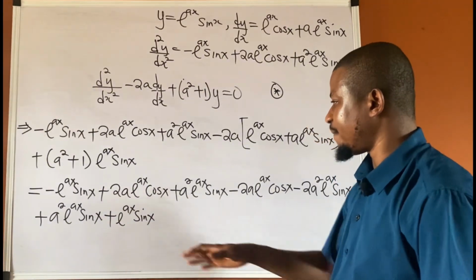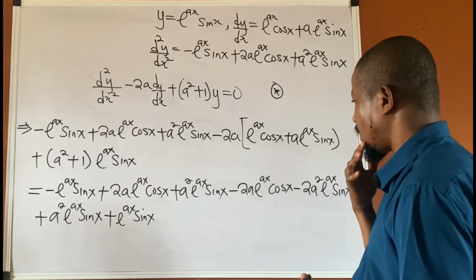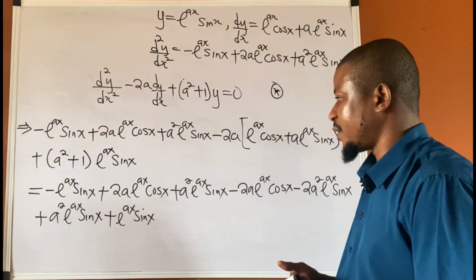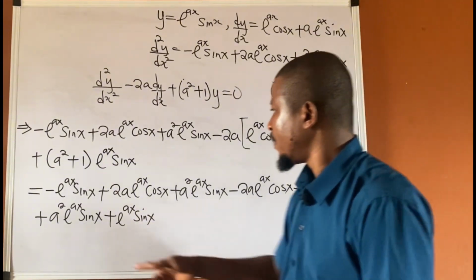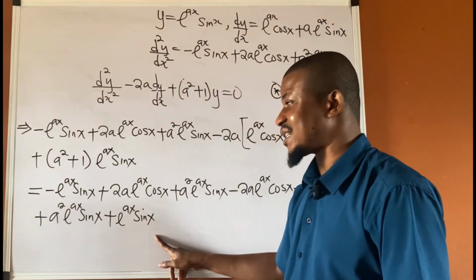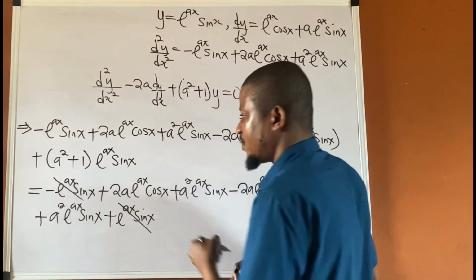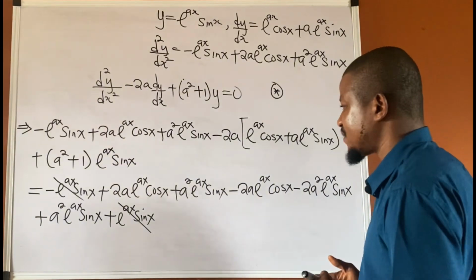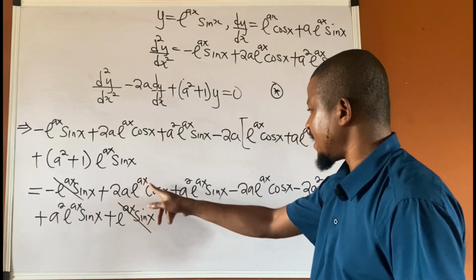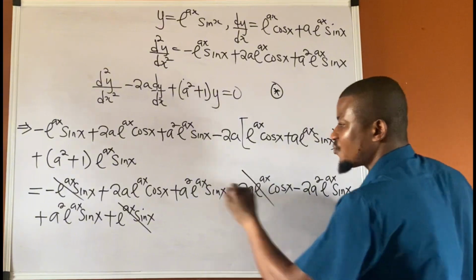Let's see what we can make out of this. Let's look at some terms that can possibly cancel out, or some terms that can possibly add up. Okay, so let's look at it carefully. We are seeing this term here, negative e^(ax) sine x, and we have a positive e^(ax) sine x. So we can rule this off. Let's see more terms that can cancel out. Look at this. We have 2a e^(ax) cos x minus 2a e^(ax) cos x. So this can also cancel out.